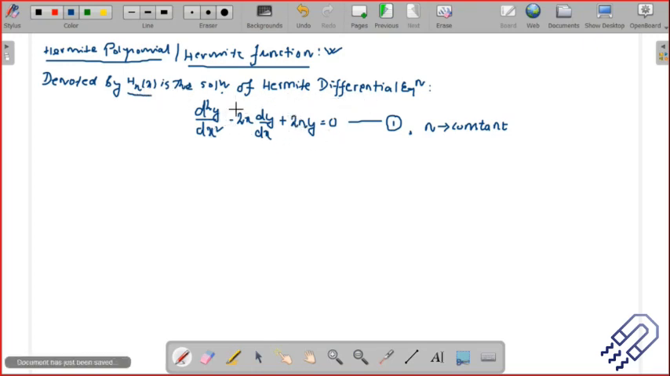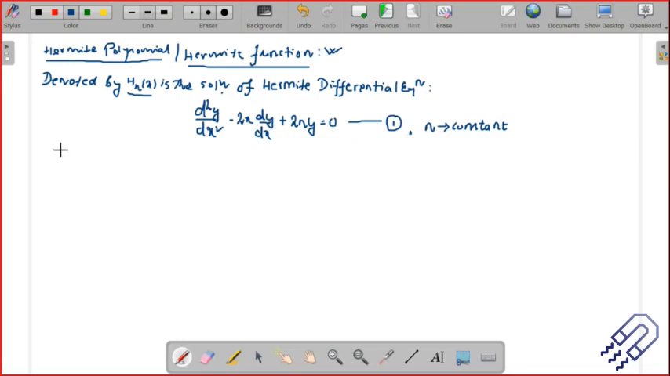So this is your Hermite differential equation, which is kind of different from the Legendre equation. There is a 2x minus 1 term there, right? So it's kind of different, and by solution we mean that this y can be replaced by Hn. This is something which you've seen a number of times. So this is your Hermite differential equation, and here n is basically a constant.